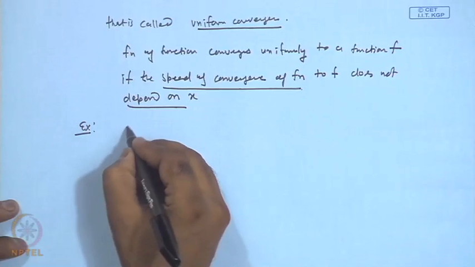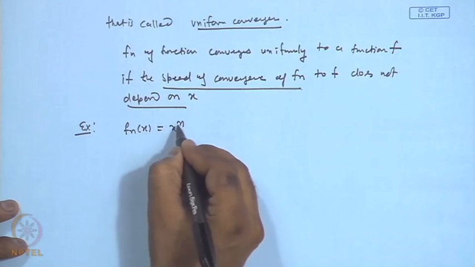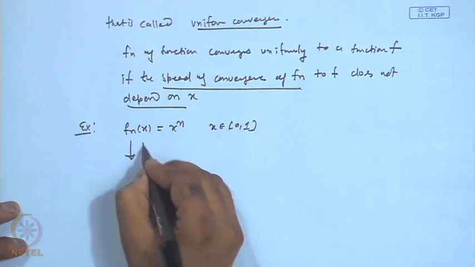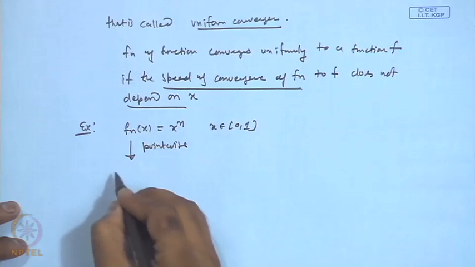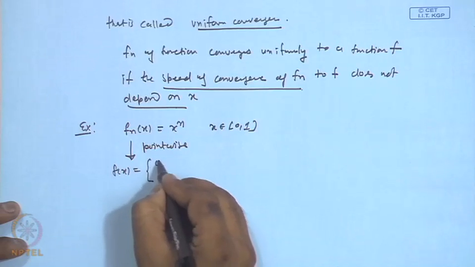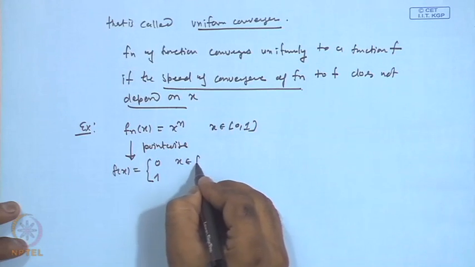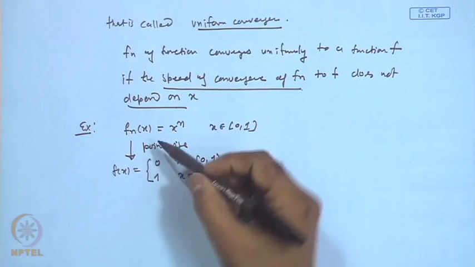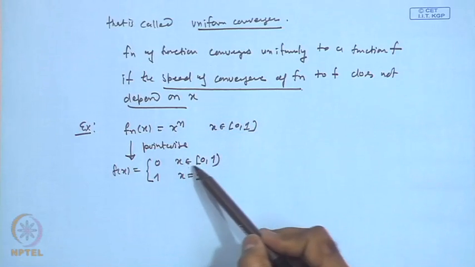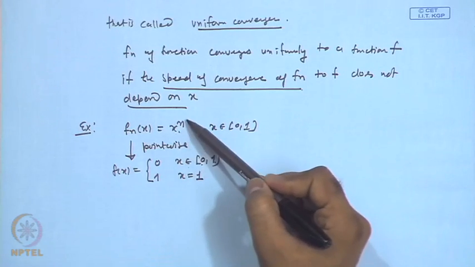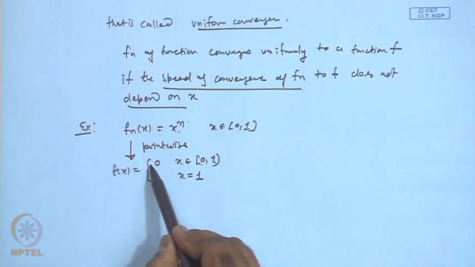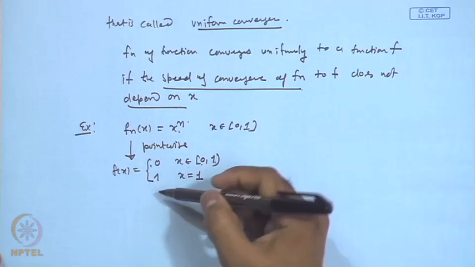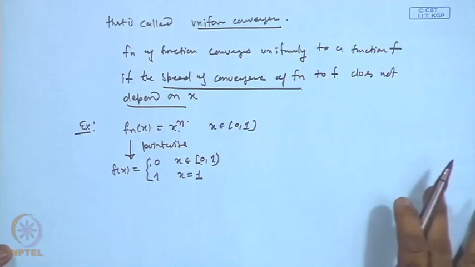Let us take an example, f_n(x) equal to x to the power n, a very standard example, with x between 0 and 1. This function will converge pointwise to a function f(x), which is 0 when x is in the open interval between 0 and 1, and 1 when x is equal to 1. If we take any x between 0 and 1, x to the power n, as n approaches infinity, will always go to 0, and if we take x equal to 1, then it is 1, a constant sequence in that case.